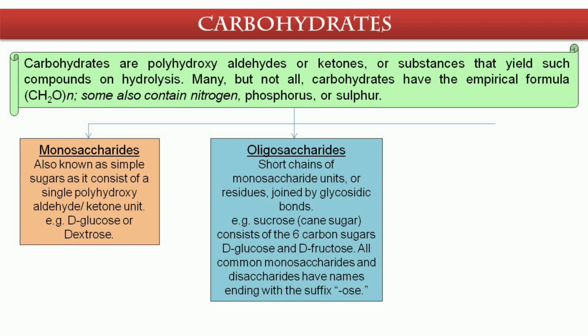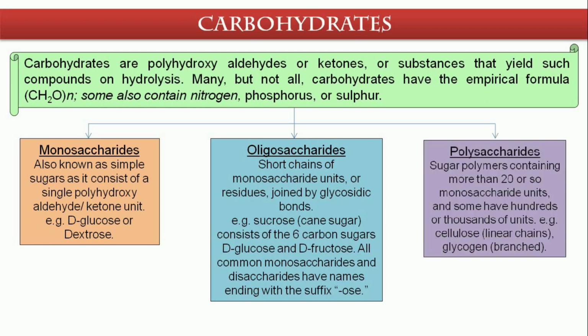These are short chains of monosaccharide units or residues joined by glycosidic bonds. Example sucrose or cane sugar, which consists of 6 carbon sugars, D-glucose and D-fructose. All common monosaccharides and disaccharides have names ending with the suffix "ose". Now monosaccharides have 1 unit and disaccharides have 2 units and oligosaccharides have 3 to 10 units of monosaccharides.